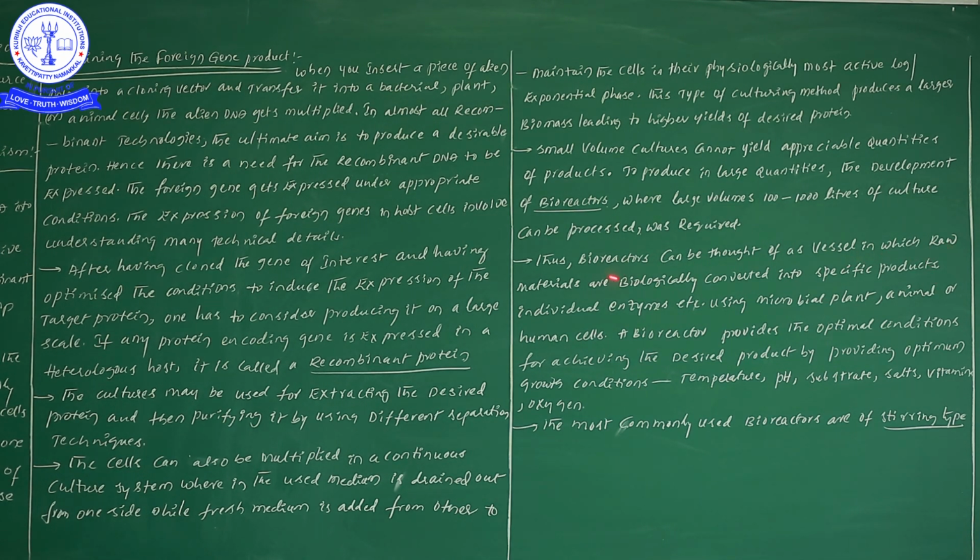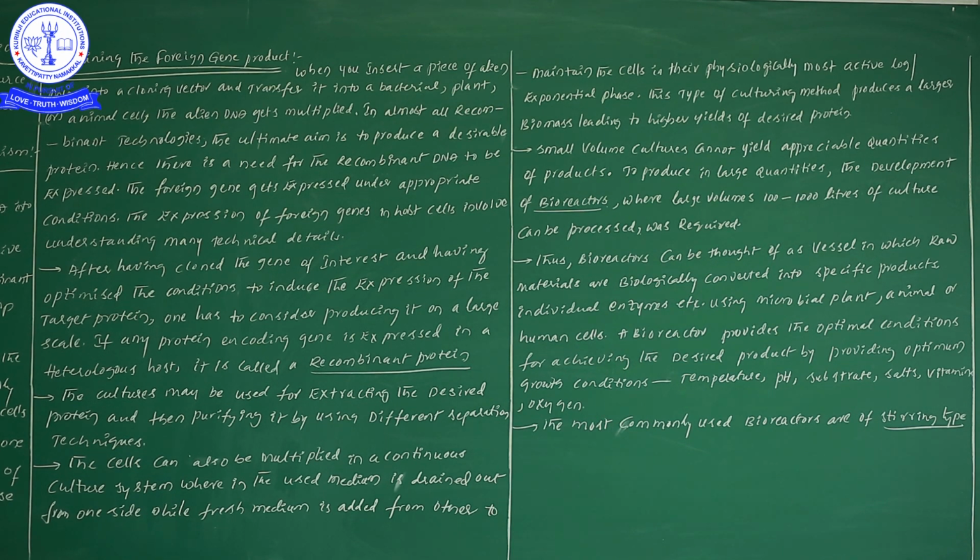In that particular case, the food materials of that particular host, the material it will eat as food, such materials we will add as raw materials. These raw materials are biologically converted into specific products. Next, individual enzymes, etc. Next, using microbial, plant, animal or human cells, a bioreactor provides optimum conditions for achieving a desirable product by providing optimal growth conditions. Already I told you this.